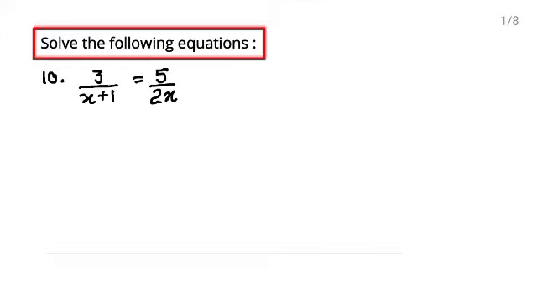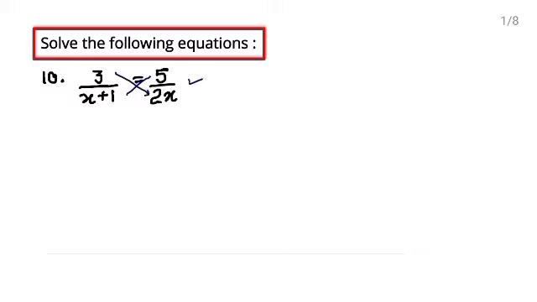Students, today we are starting with question number 10 of exercise 7a. In question number 10, they said to solve the equation, and this is the equation: 3 upon x plus 1 is equal to 5 upon 2x. So, what you will do here is cross multiply them, right?